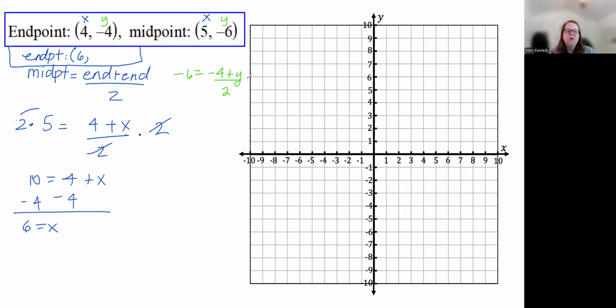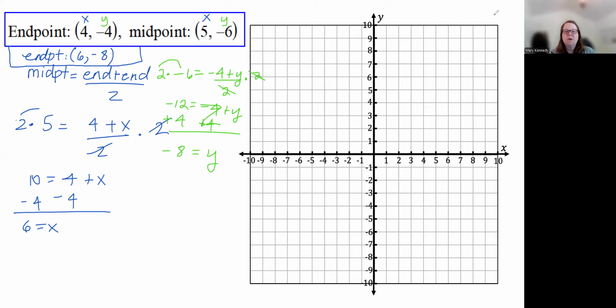Okay, so I'm going to multiply by 2 again because I want to get rid of the fraction. That gets rid of the 2. And 2 times -6 is -12 equals -4 plus y. So then I'm going to add 4 to both sides. That makes this 0, so I just have y on the right side. -12 plus 4 is -8. So the rest of my answer, I'll go back to blue, is -8. So that's the other endpoint. Now, that's the algebra way to do it.